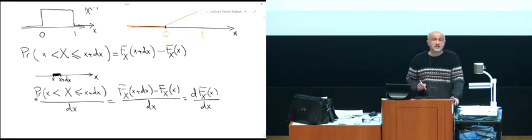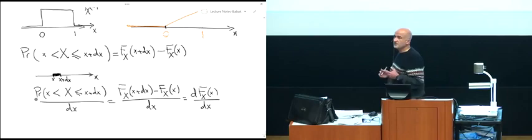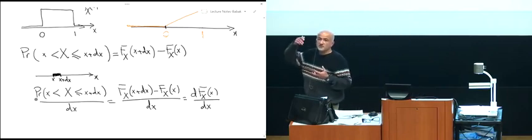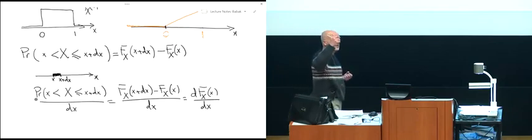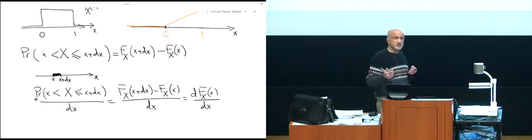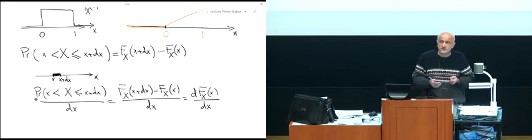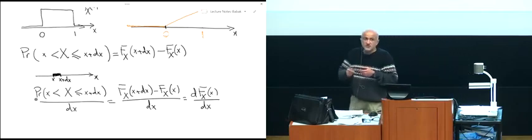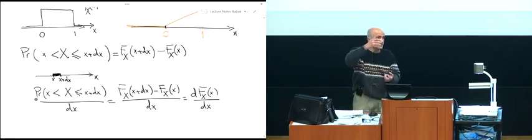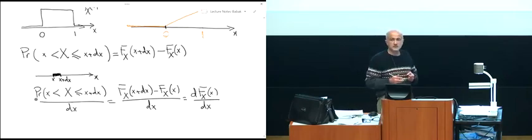Notice what's sitting on the left-hand side. In the numerator, I have a probability. In the denominator, I have something that's in the units of the random variable. So if the random variable is meters, then the unit of the denominator is meters. So I've got probability over the unit of the random variable.